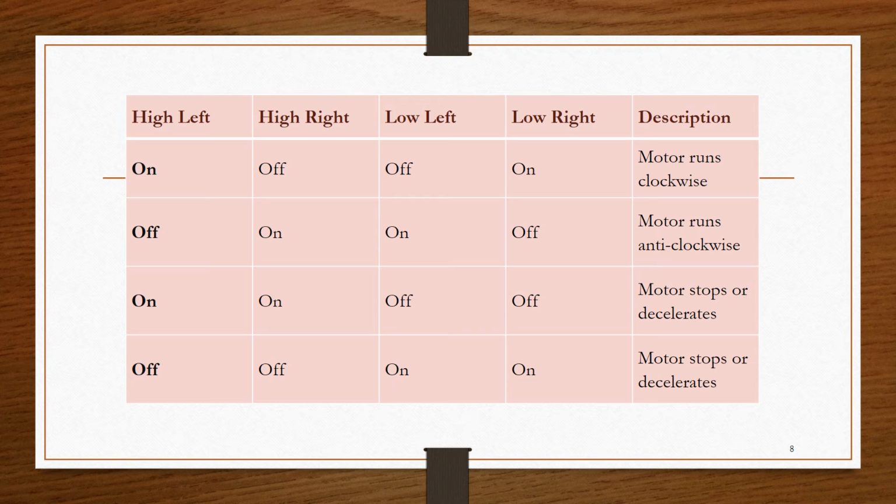So when high left and high right both are on, the circuit will not get completed on one side, so the motor stops or decelerates. Getting it? And otherwise, if high left and high right are both off, and low left and low right, one below the other, are turned on, then also the motor will not start, because there will not be a complete loop and current will not flow.